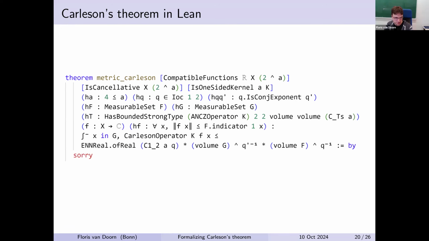Then I also want to quickly flash the general Carleson's theorem, but that is quite a bit more complicated. I mentioned these compatible functions, and then we have this Calderón-Zygmund kernel K, and in the end we show that this Carleson operator has a norm that is bounded by some things. The conditional boundedness is this HT. So we're assuming that there's this other operator that is already bounded, and then the Carleson operator is bounded.